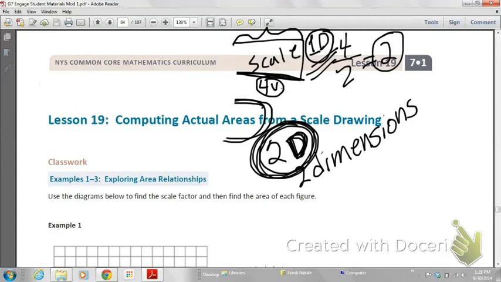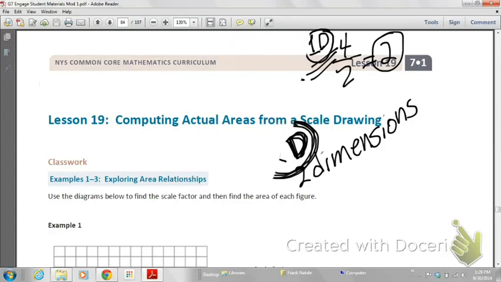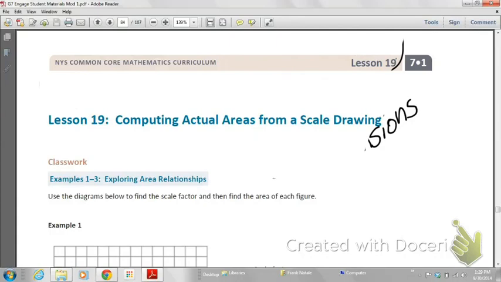Again, very important, but what's even more important is just remembering the difference between measuring a side and measuring the area of a garden, a wall, carpet, whatever figure you might be working with.